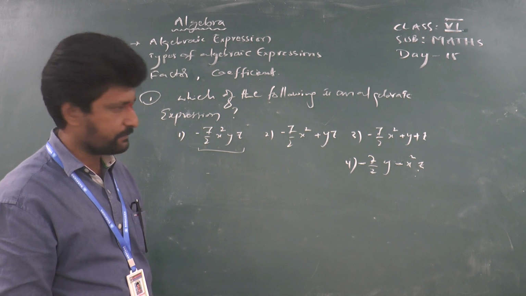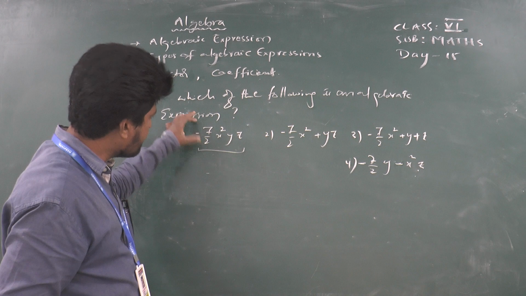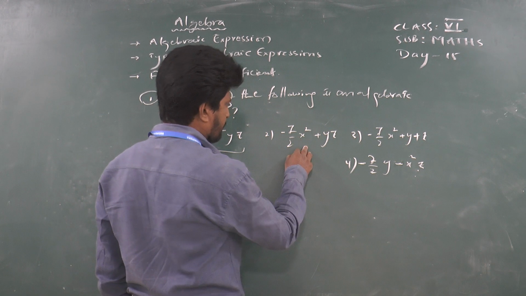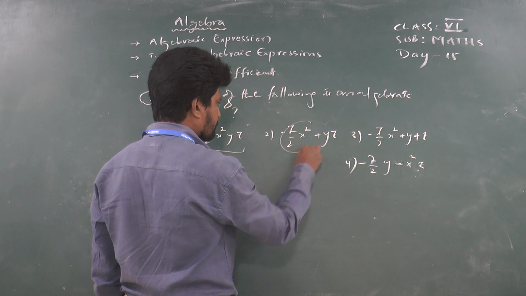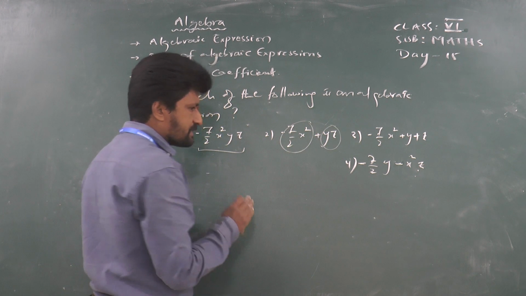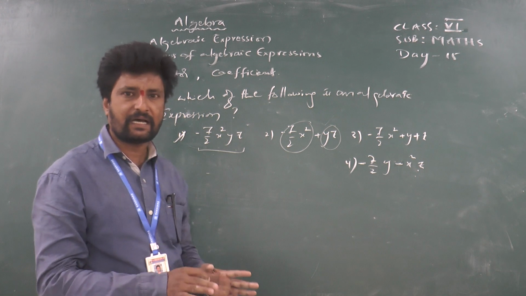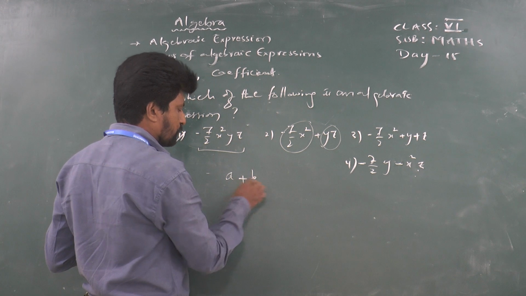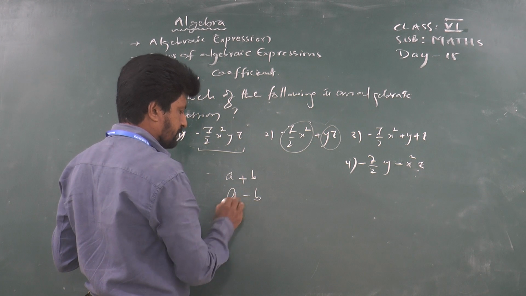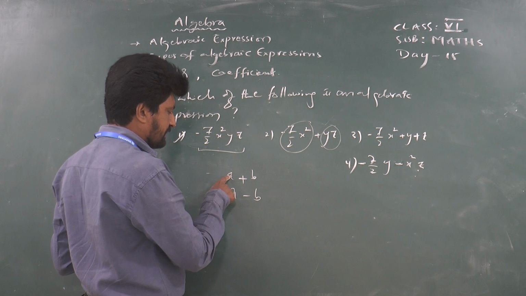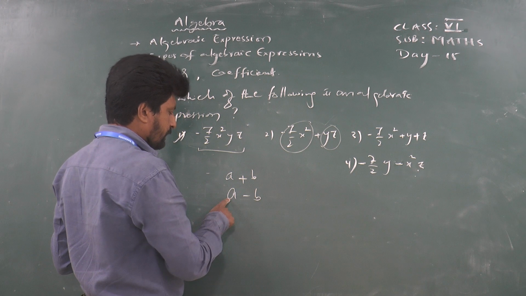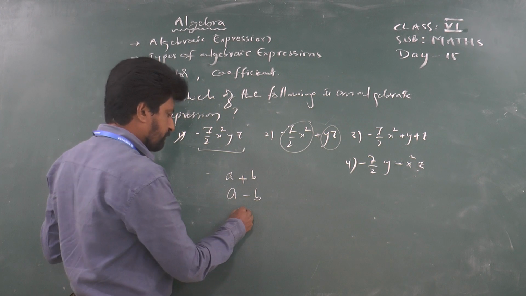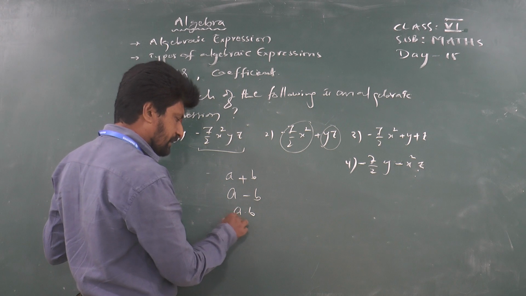is what we call a monomial. That's why this is also a term, and itself an algebraic expression. If we observe this one, here this is one term and this is one term. Terms are separated by only plus or minus signs. If we take a plus b, two terms are there. If we take a minus b, here also two terms are there. First term a, second term plus b. Here first term a and second term minus b.